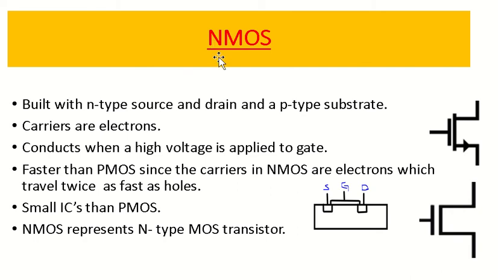N-type means electrons are the major carriers in the case of NMOS, so it conducts when a high voltage is applied to the gate. At what instance will this NMOS operate or conduct? It will operate only when a high voltage is applied to the gate. Whenever we apply some voltage to the gate, only then will this device conduct. This is the main thing you have to remember.